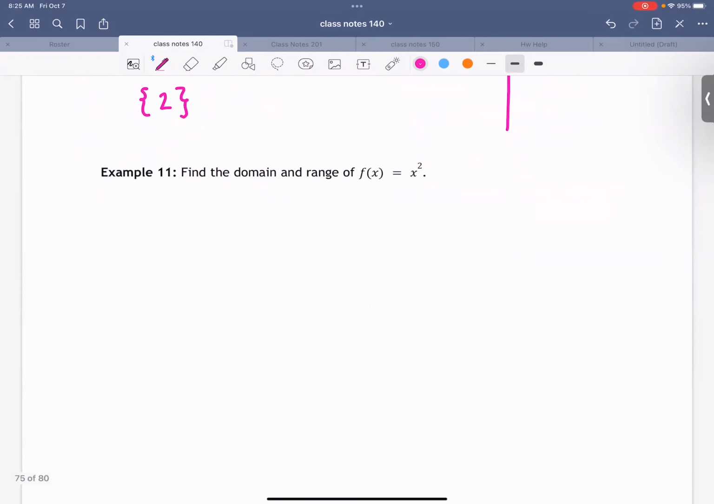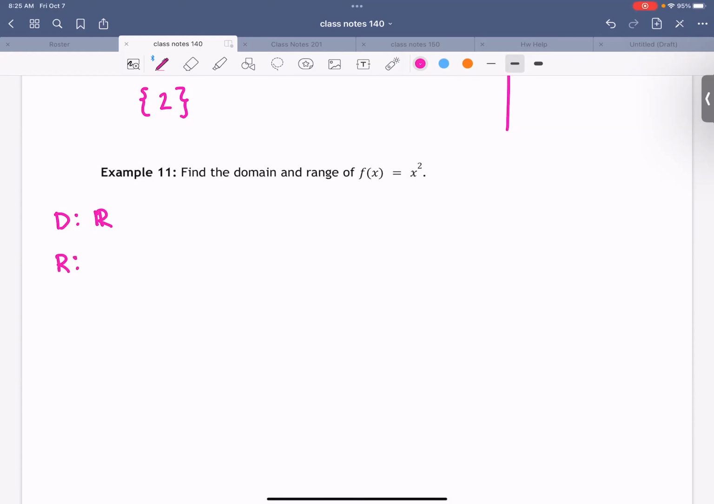Okay, let's continue as a class here. Example 11, we want to find the domain and range of f of x equals x squared, okay? So let's take a look at the domain. Anything I can't plug in here? No, right? I can plug in any number and square it. I can even square a negative number if I wanted to, right? So the domain here is all real numbers.